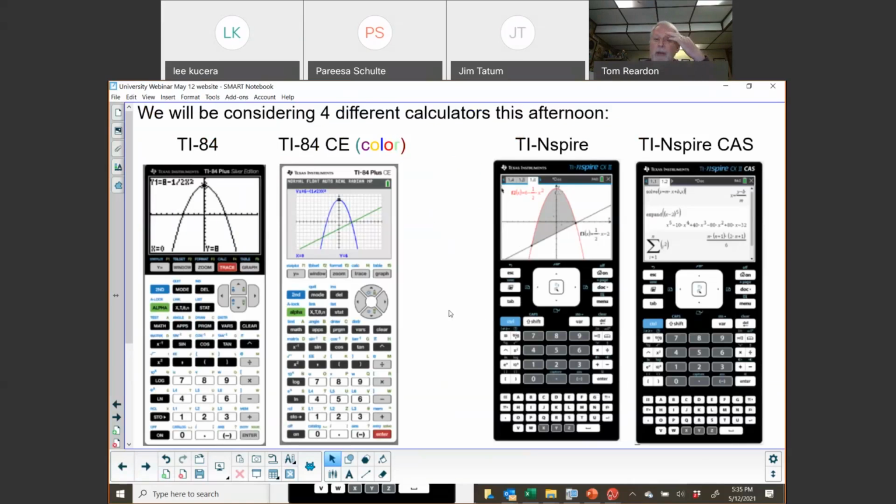So there are actually 4 different calculators we're talking about, 2 platforms, as Parisa said, but 4 calculators. There's the TI-84 grayscale that's been around for like 20 years, the TI-84 CE color, which is what I'll be using most of the time. They also have a TI-Nspire and a TI-Nspire CAS. And those are different. I'll explain that difference shortly.